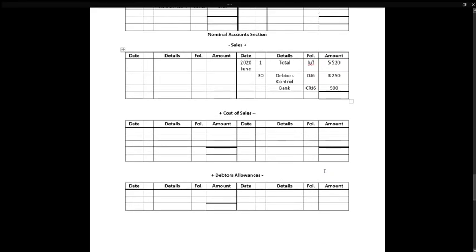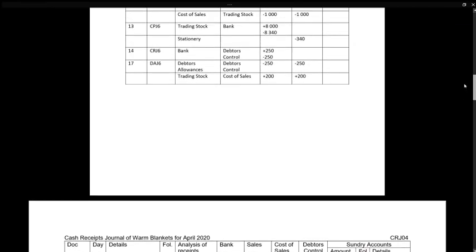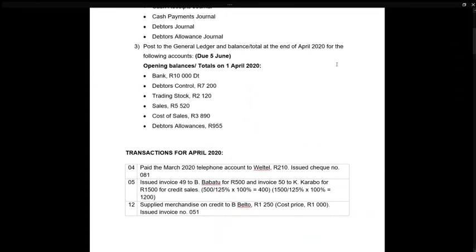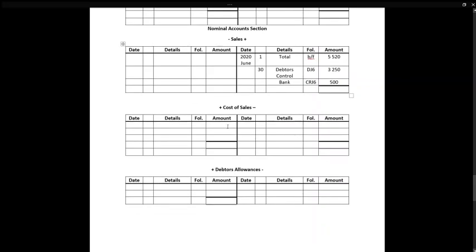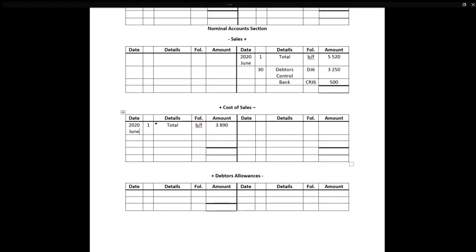Cost of sales, we had an opening total. Let's go and have a look at that opening total. Cost of sales, 3,890 Rand. Cost of sales is an expense account, so it will show in the debit side. 3,890 Rand. Where did I get the information? It's an opening total, so brought forward. Details will be total on the 1st, 2020 June. There you go.